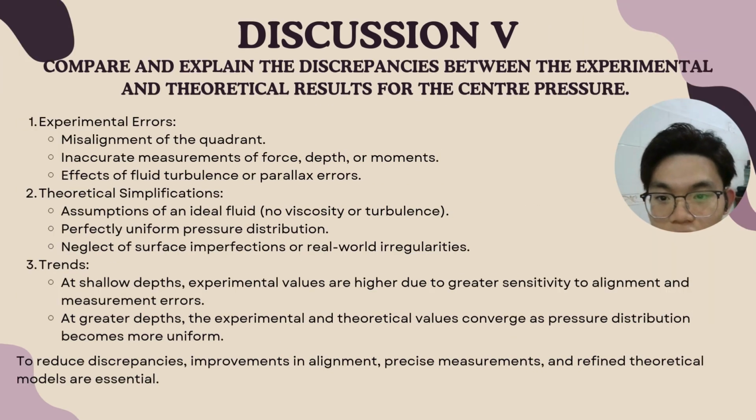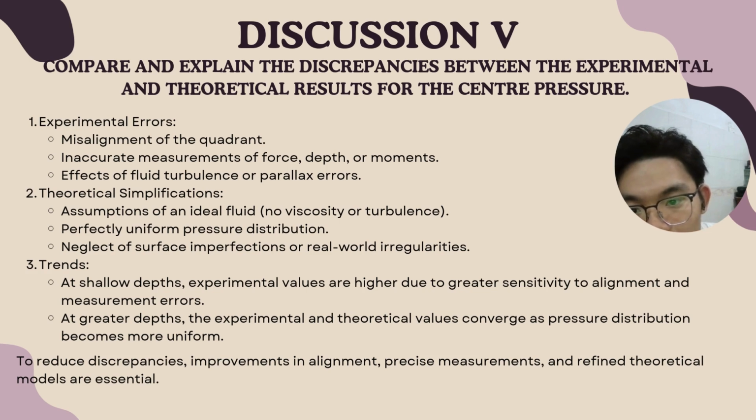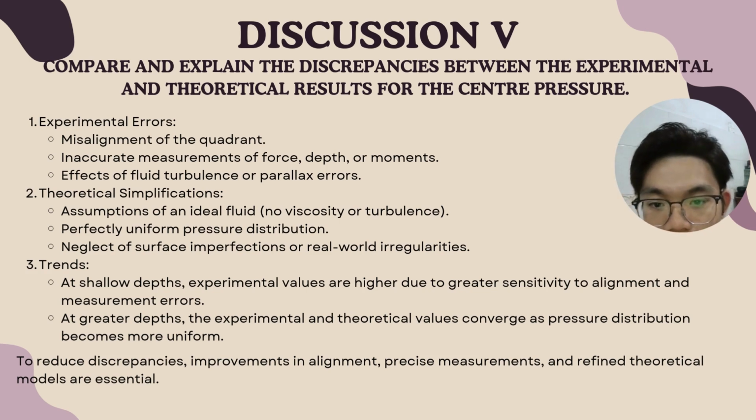Okay, the next discussion is to compare and explain the discrepancy between the experimental and theoretical results for the center of pressure. The first is experimental errors, which come from misalignment of the quadrant, inaccurate measurement of force, depth, or moment, and effects of fluid turbulence or parallax error. The second is the theoretical simplification. The assumption of an ideal fluid may cause the problem, perfectly uniform pressure distribution did not occur, and surface imperfections in real-world cases are neglected.